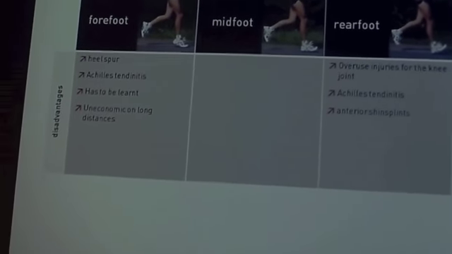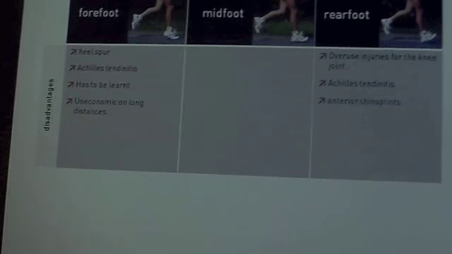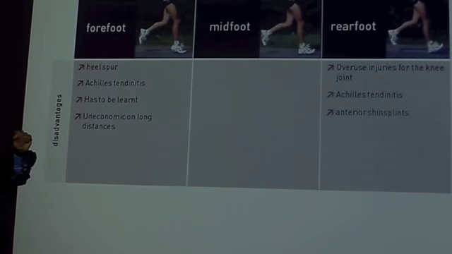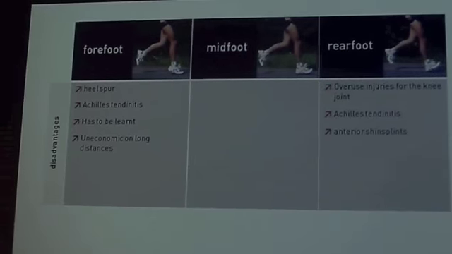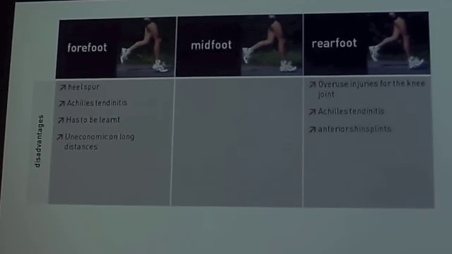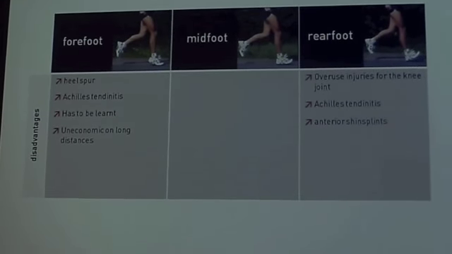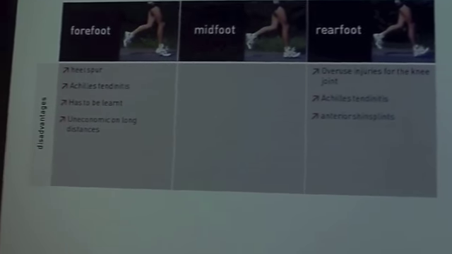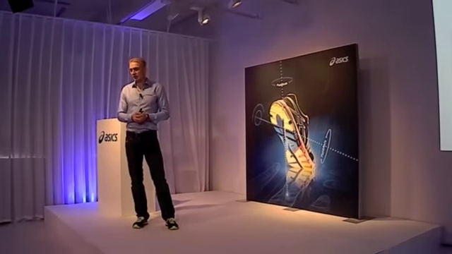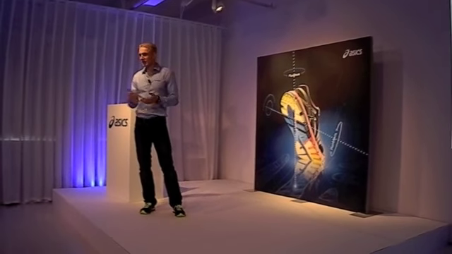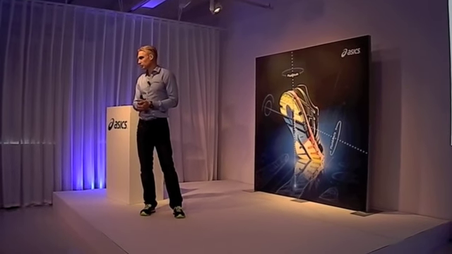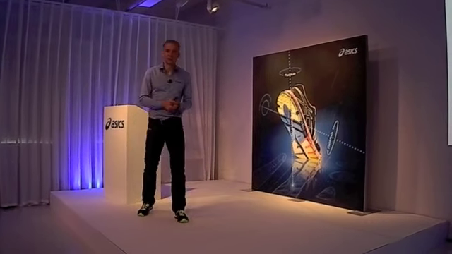Let's talk about the disadvantages. Heel spur and Achilles tendinitis occur more often when you investigate forefoot runners. But it's not that every Achilles tendinitis you see is from the forefoot runner, but it's a little bit more than when you consider the other running styles. It has to be learned for most people, unless they can run barefoot on grass. If you can run barefoot on grass, you can easily do forefoot running, but try barefoot running in Berlin Central.